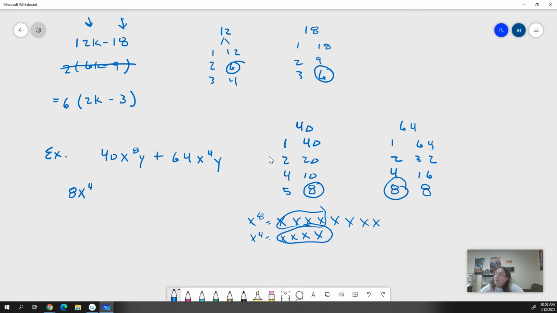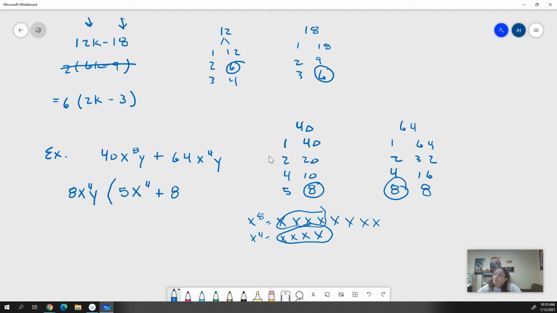Now they each have one y, so that is a common factor between them. And so I could pull out a y. And what we're left with when we pull this out is, well, what's 40 divided by 8? It's 5, right? X, we pulled 4 out, but we still have 4 left, right? If I take 4 away, I still have these 4 right here for x to the 8th. Our y, we pulled it out. There's no y left. Plus 64. Well, 64 divided by 8 is just 8.